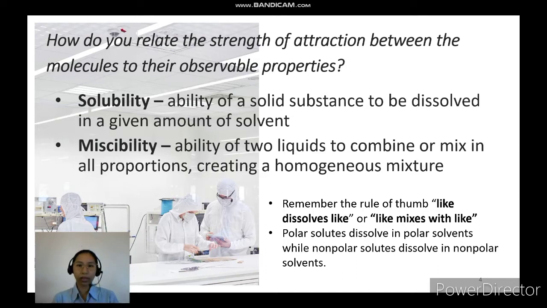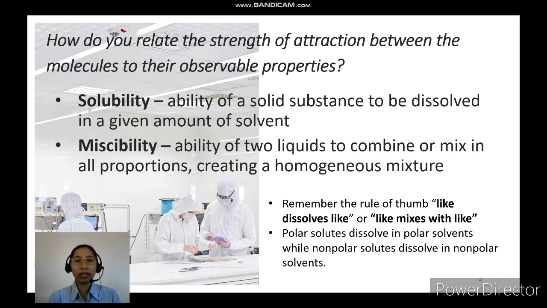Di sila mag-mix. So, why is that? Polar solute dissolves in polar solvent, ingon ko. Then nonpolar solute dissolves in nonpolar solvents. But dili mag-mix ang polar and nonpolar. Why is that? It's because of ato kong gipakita kaganina nga example, no?